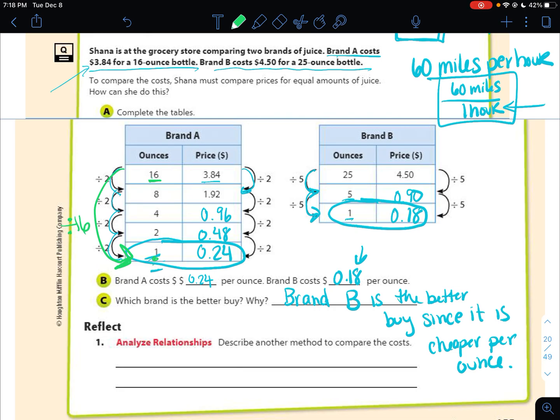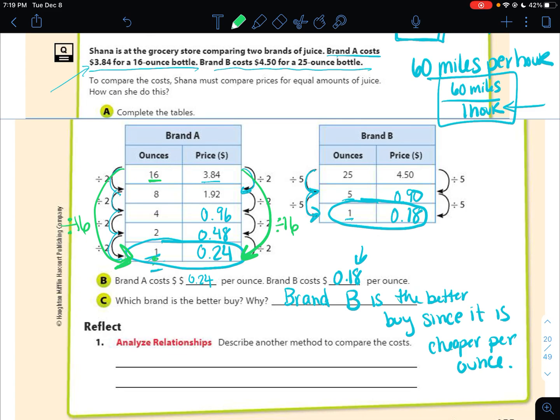Because 16 divided by 16 gets me 1. And then I could have done the same thing. So $3.84 divided by 16. I want you to pause the video and grab your calculator and see if that actually gets me 24 cents. Okay, hopefully you played along and you ran and got your calculator. Thanks for being a good sport if you did. So you should have gotten 24 cents. I checked it as well.